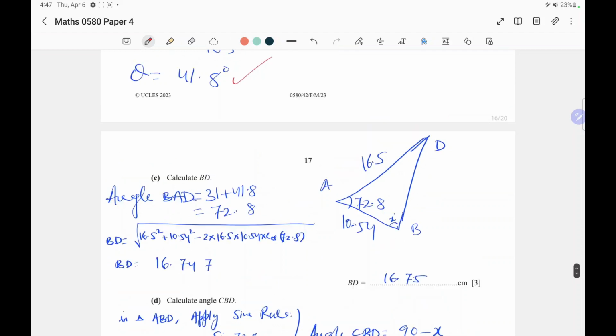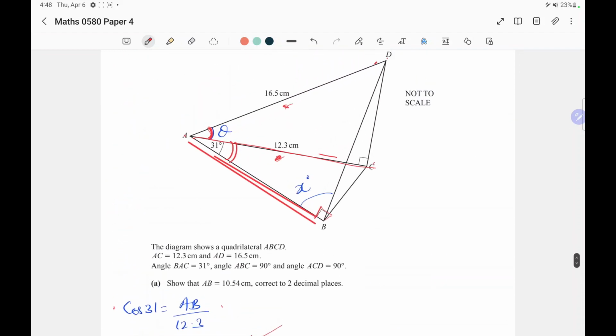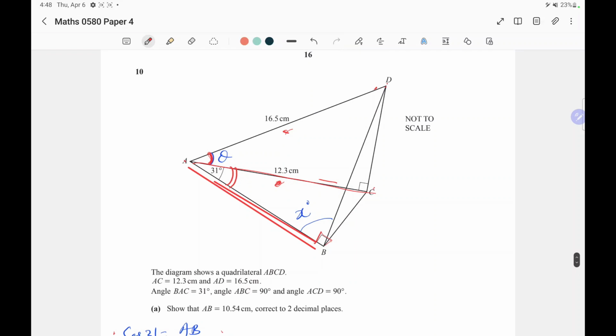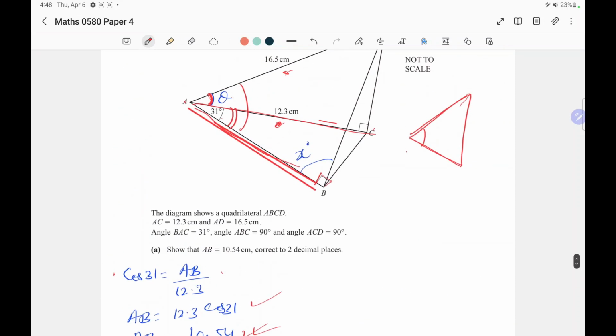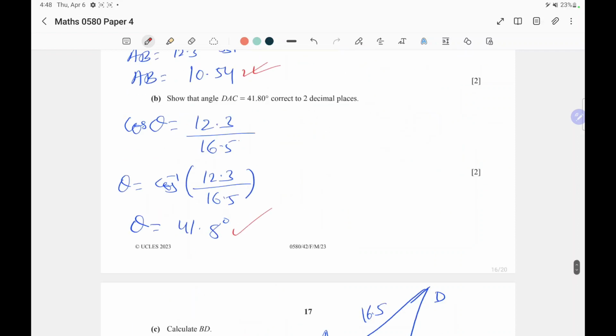Now calculate BD. Where is BD? B to D. Yeah, we can easily calculate BD here. This length is available, this length we already found. And this angle is this complete angle: this is 31 and this angle we just now found. So first I will draw this triangle. I have this length, I have this length, I have this angle. I can easily find this length by using the cosine rule, okay?